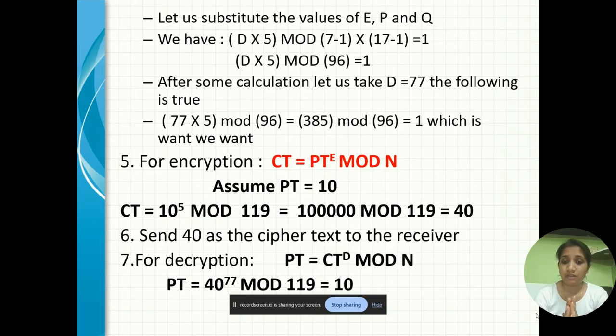For encryption, ct equals pt raised to e mod n. Assume the plain text equals 10. So the ciphertext equals 10 raised to 5 mod 119, that is 100000 mod 119, which is 40. Send 40 as the ciphertext to the receiver. For decryption, plain text equals ciphertext raised to d mod n. So the plain text is 40 raised to 77 mod 119, which equals 10.